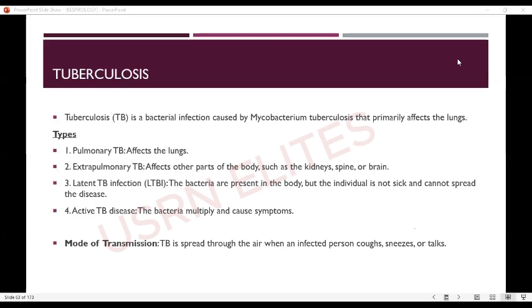It also affects the lungs as well. That is why I just want us to refresh our minds on TB. All right, so we are zooming into TB for today. We are beginning with tuberculosis.